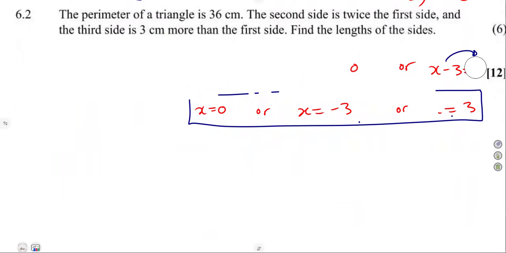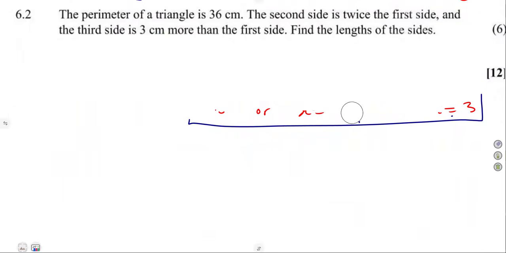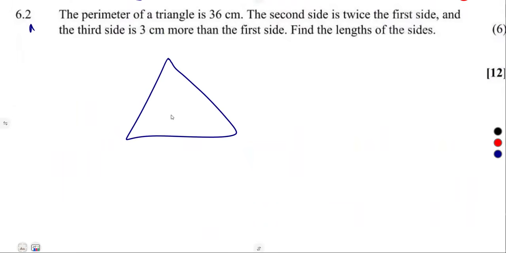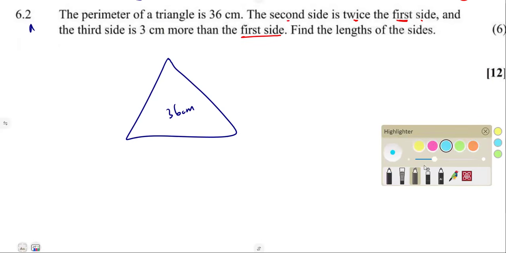Let us consider question number 6.2, which is part of your word problems. You are given a word problem to consider. The perimeter of a triangle is 36 what? Centimeters. There is a triangle and its perimeter is 36 centimeters. The second side is twice the first side, and the third side is 3 more than the first. Guys, are we seeing that?